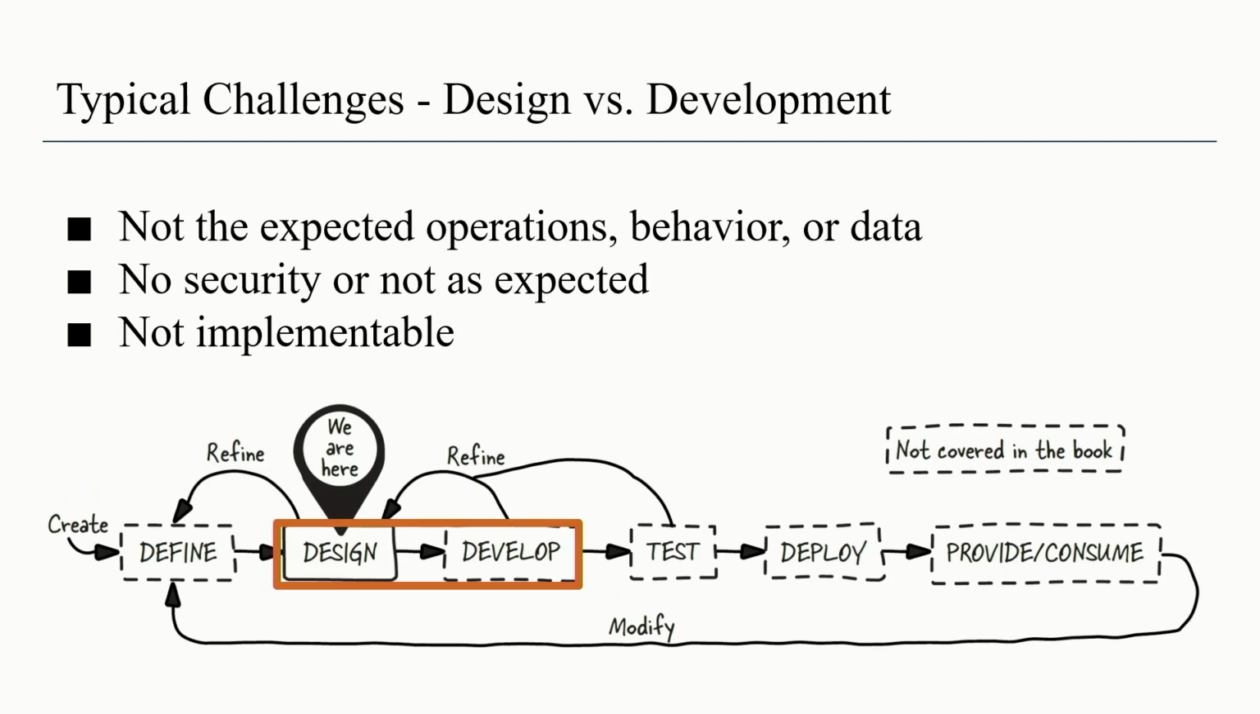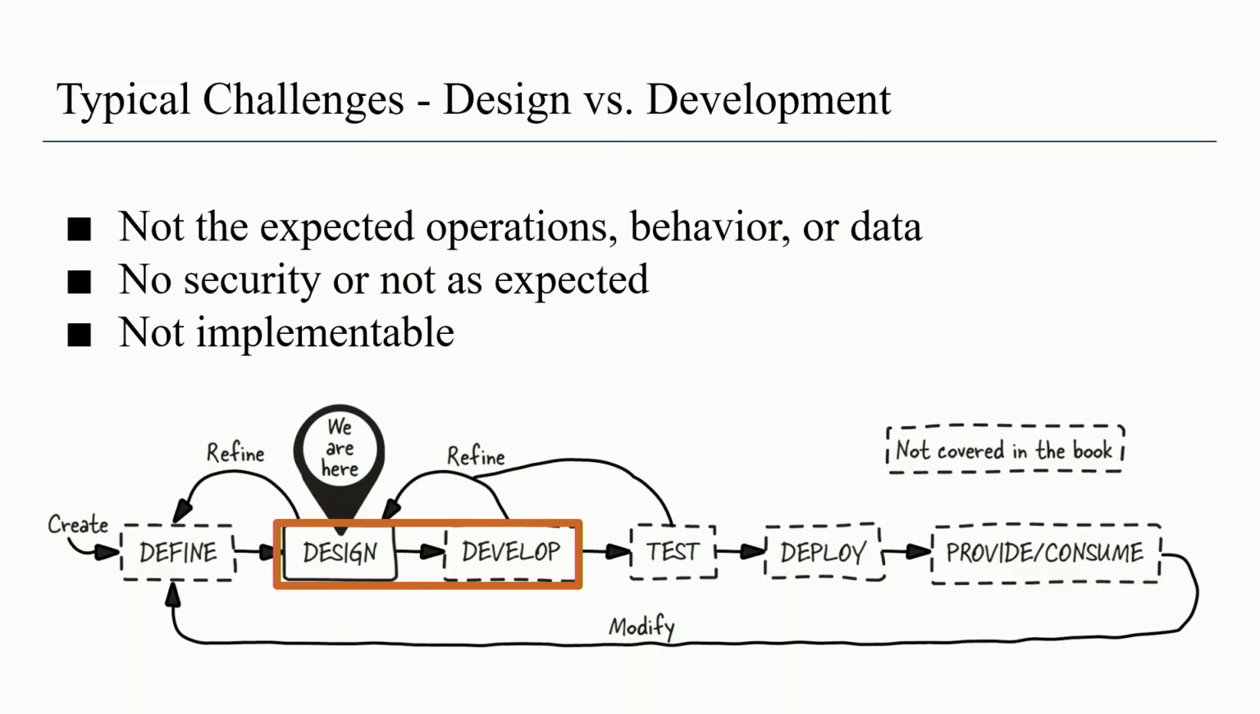Once designed, the API has to be developed. And what we typically see during development is that the implementation will expose operations that don't have the expected behavior or data. Operations may return the wrong HTTP status code, or the data that was expected to, let's say, represent the cat owner is not what was initially designed.